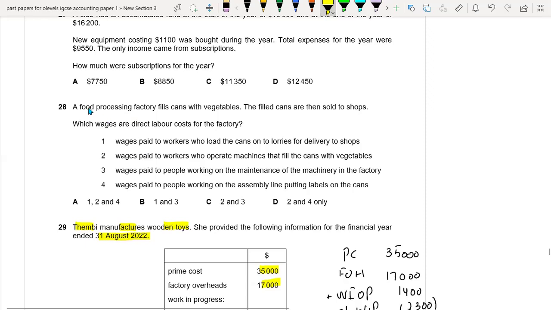Okay, question number 28. A food processing factory fills cans with vegetables. The filled cans are sold to shops. Which wages are direct labor costs for the factory? Wages paid to workers who load the cans on the lorries for delivery to shops. These workers are not working in the production department, not making the cans, so this is not part of direct labor. Wages paid to workers who operate machines that fill the cans with vegetables. Yes, this is direct labor. Wages paid to people working on the maintenance of the machinery in the factory. They are maintaining the machinery, not preparing the cans. This is not direct labor. Wages paid to people working on the assembly line, putting labels on the cans. Yes, they are directly working on the cans, so this can be right. So 2 and 4 is the right option.